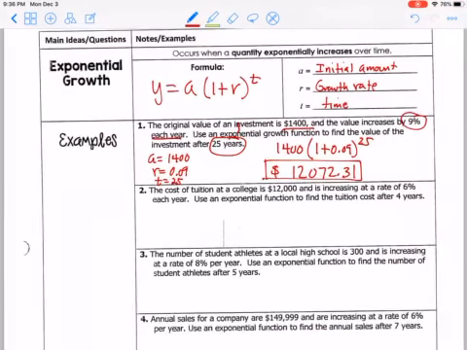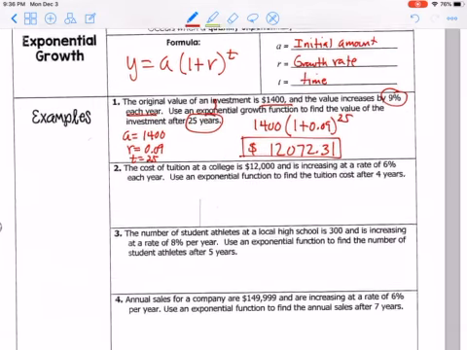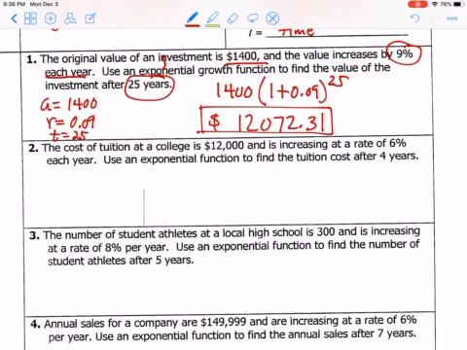So it looks like a lot of notes, but what you're really doing is identifying your A, your R, your T, and then putting it in. For example, number 2. The cost of tuition at a college is $12,000. There's our initial, and it's increasing at a rate of 6%. There's our rate. Use an exponential function to find the tuition cost after 4 years.